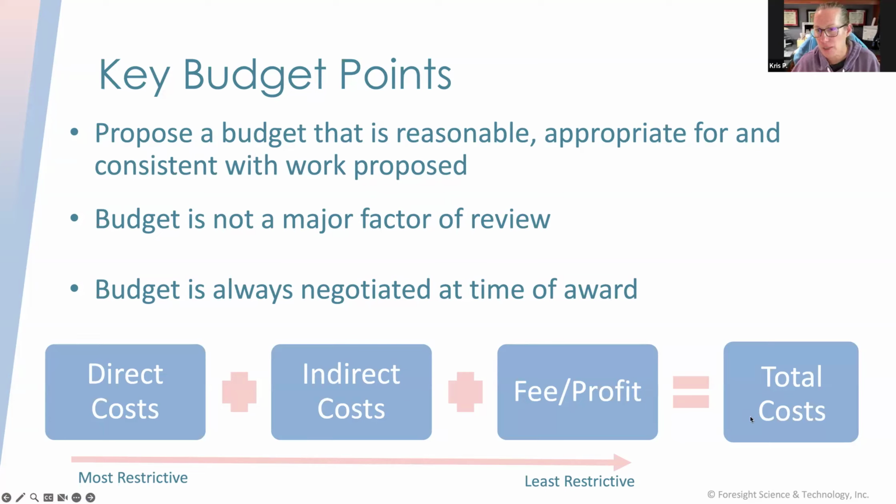Your budget's going to include these primary cost categories: direct costs, which can directly be tied to the specific aims. That is the most restrictive type of budget allocation. The second is indirect costs, which are designed to support overall company operations during the project period. And then the fee and profit, which, as I mentioned, is 7%. That is the least restrictive. So we always capture that full 7%. You can use that money for whatever you want.